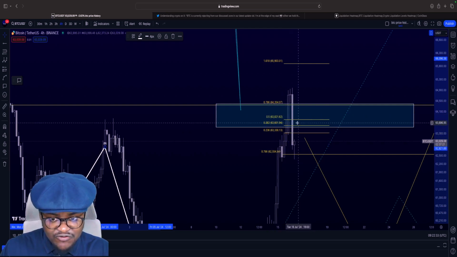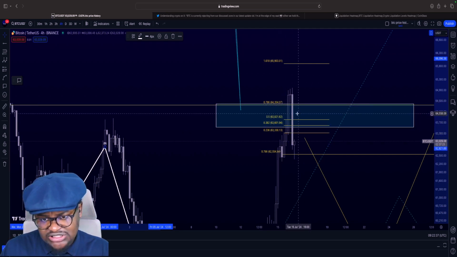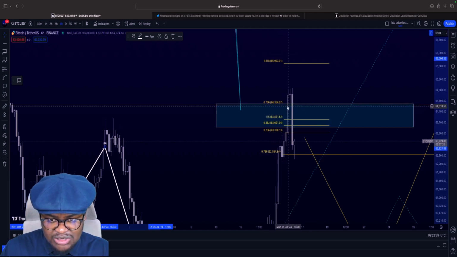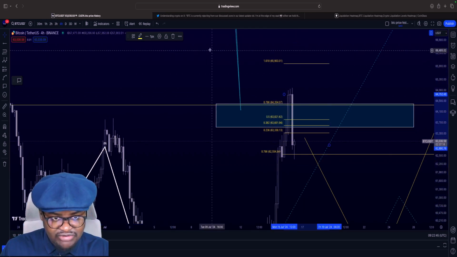If the move is really strong, it will reach this 0.786, which is at 64.3. So that's the highest for this particular candle. That's the highest level of retracement.